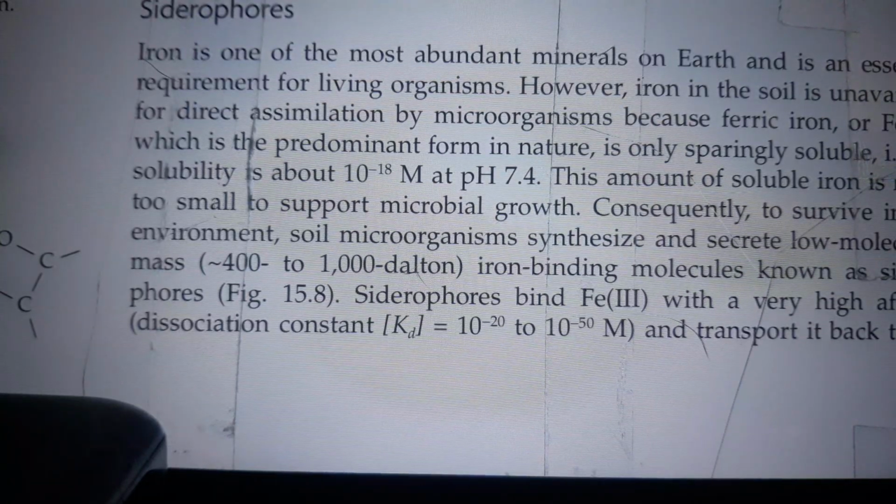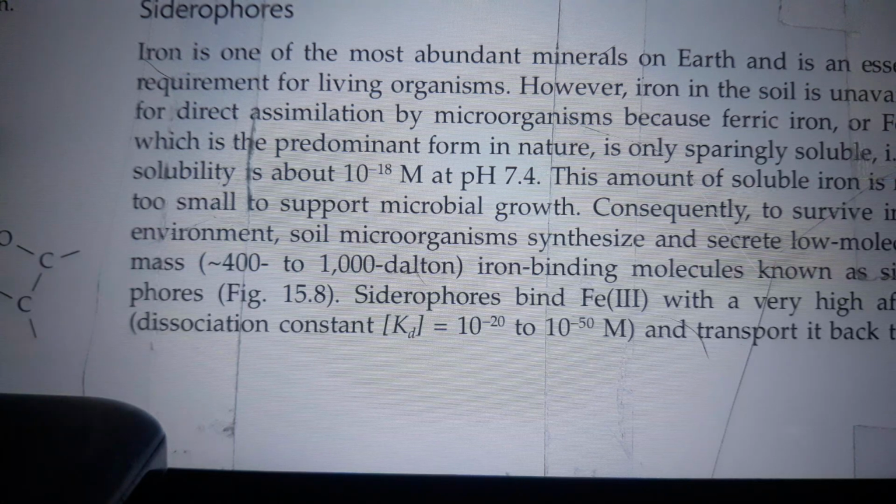Siderophores. Iron is one of the most abundant minerals on Earth and is an essential requirement for living organisms. However, iron in the soil is unavailable for direct assimilation by microorganisms because ferric iron, or Fe3+, which is the predominant form in nature, is only sparingly soluble. That is, its solubility is about 10 raised to minus 18 M at pH 7.4. This amount of soluble iron is much too small to support microbial growth.